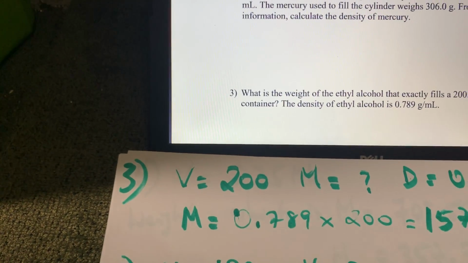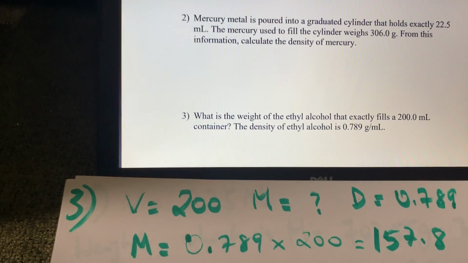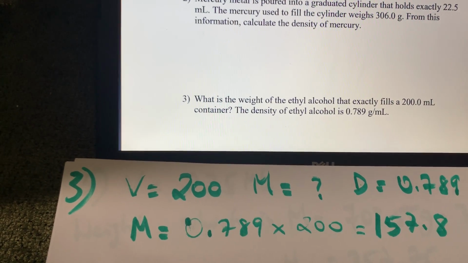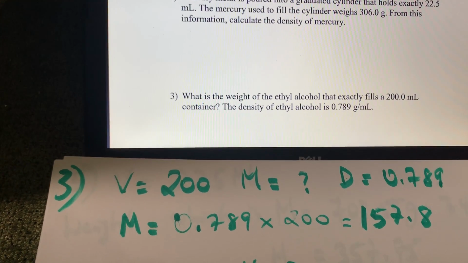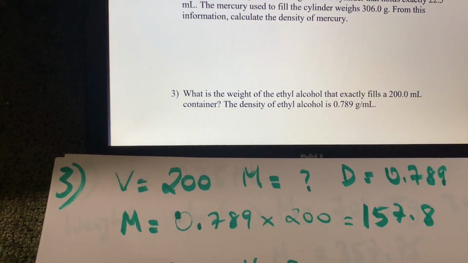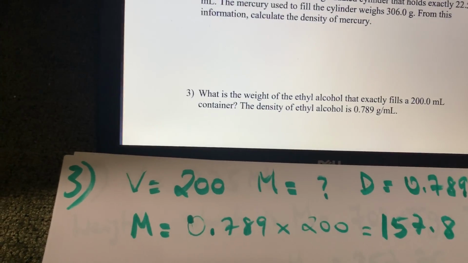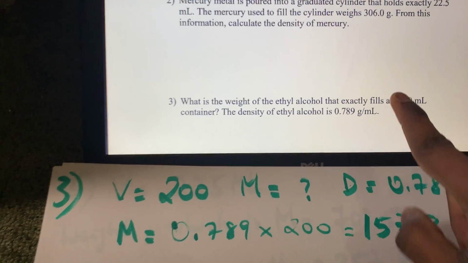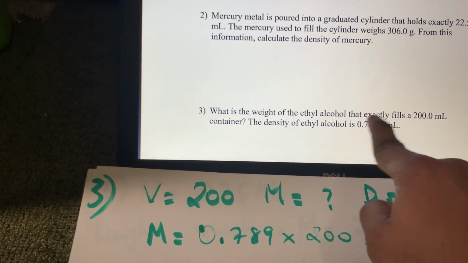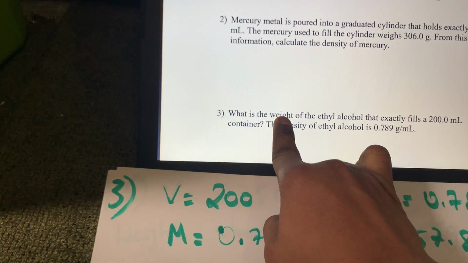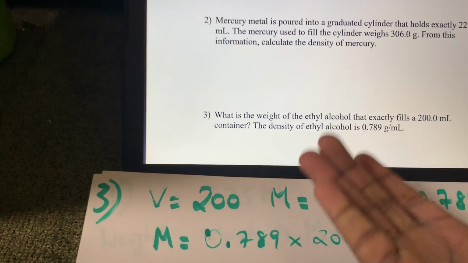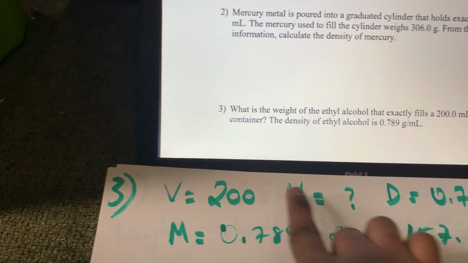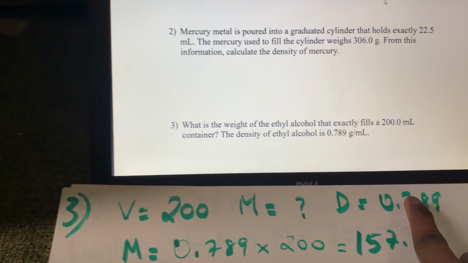Number 3 says what is the weight of the ethyl alcohol that exactly fills a 200 milliliter container? The density of the ethyl alcohol is 0.789 gram per milliliter. So in this question, they have given us the volume and the density. What are they asking you to find? The weight. The weight of something is also the mass of something, so they're asking us to find the mass. We know the volume, we don't know the mass, but we know the density.